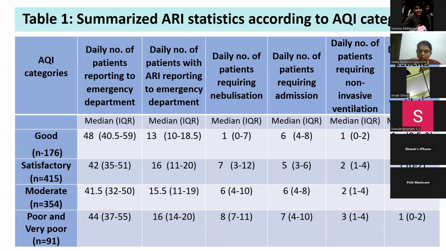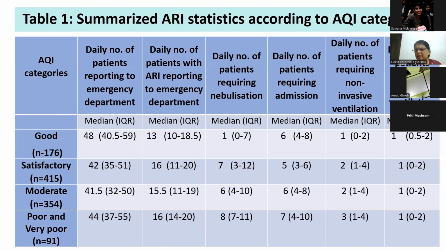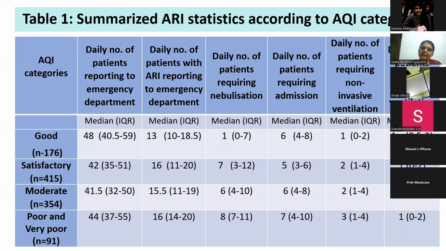As the AQI categories are going from good to worse, patients requiring nebulization is increasing. There is not much of a difference for satisfactory, moderate, poor, very poor. For good, it is less, but the number increases from satisfactory itself. It doesn't appear to affect much the number of patients requiring admission. There is a slight increase for non-invasive ventilation. So a rough judgment of what is happening to the numbers, with respect to median and interquartile range, is what such a table will tell you.